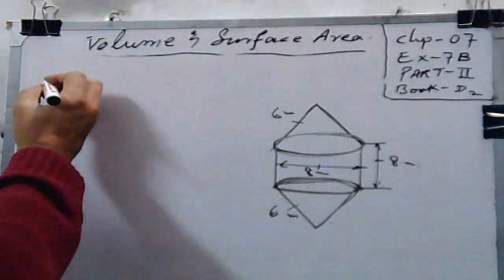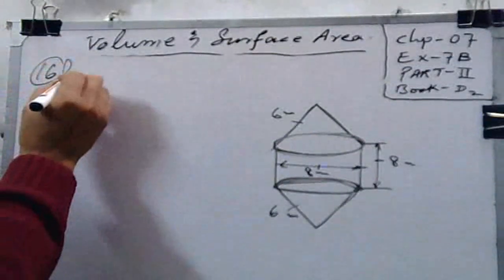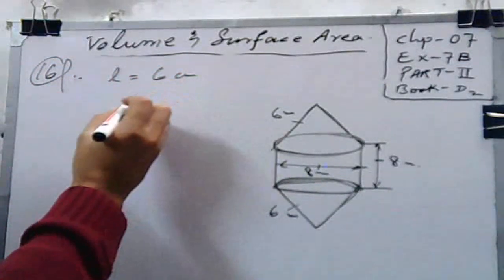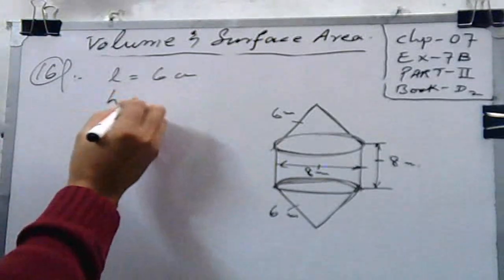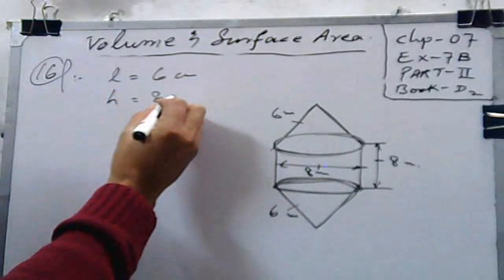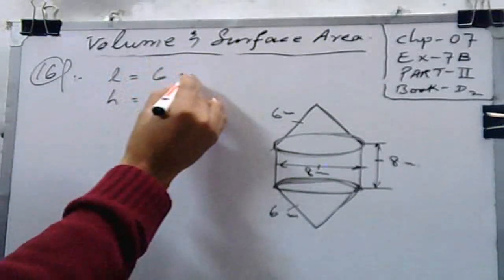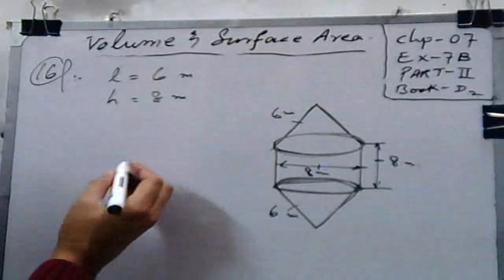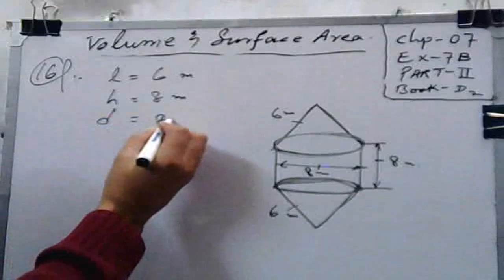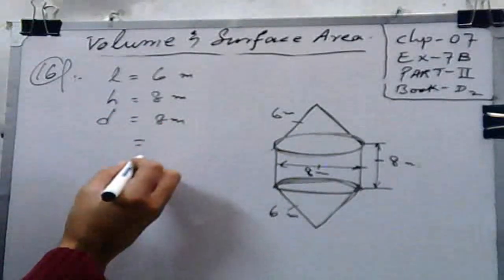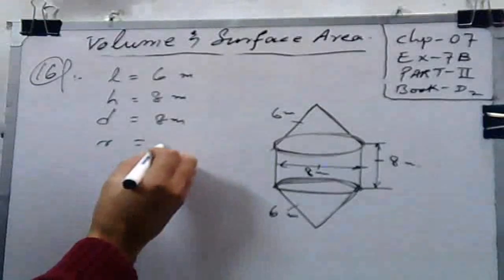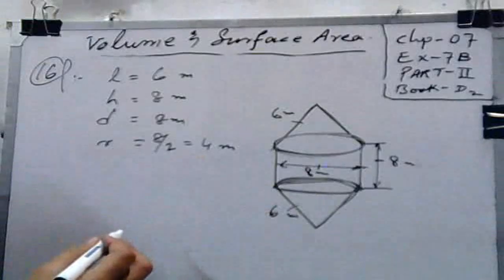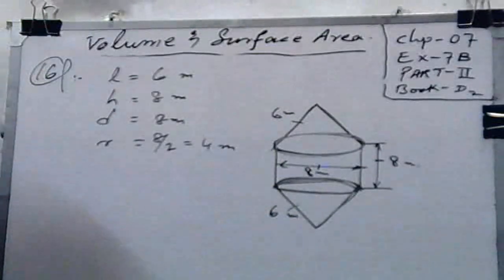So first of all, that is question number 16. You can write the slant height, that is 6 meter, and height is 8 meter, and the diameter of the cylinder is equal to 8 meter also, so radius of the cylinder will be 8 divided by 2, you will get 4 meter.